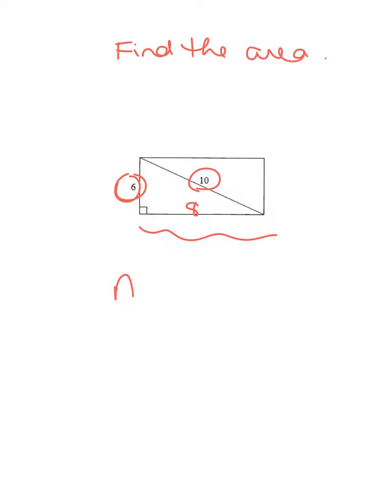So the area, as I know, is 6 times 8. I don't really need that 10 in the formula. I just needed that 10 to figure out what the length was. So that's going to give me 48. And again, that's going to be units squared since we're finding the area.